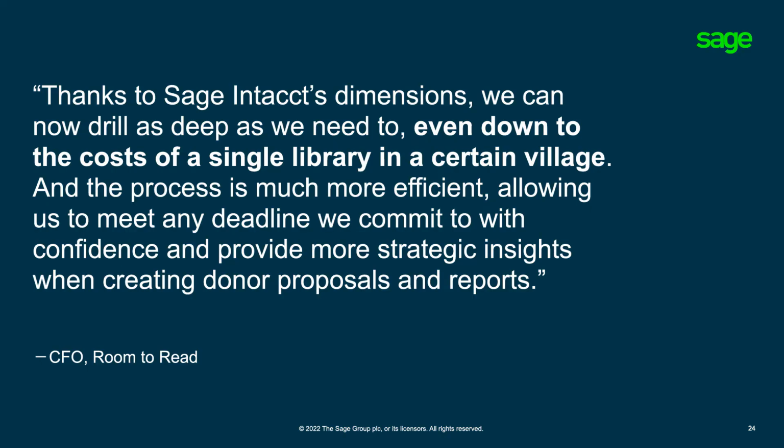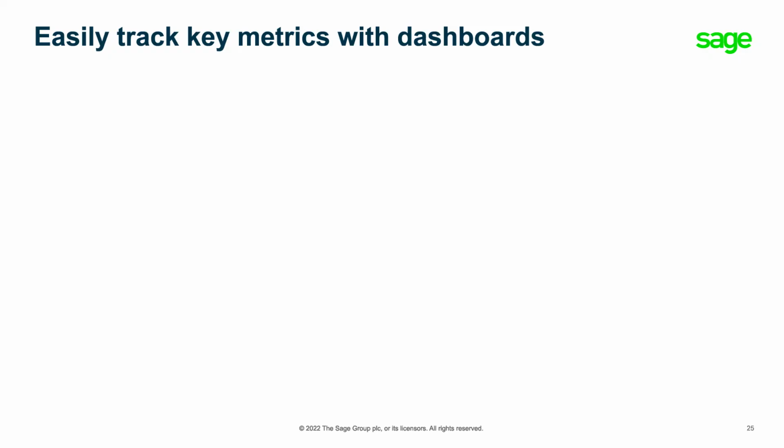This transition to Sage Intacct eliminated massive Excel spreadsheets and hours of manual duplicate data entry, both at the organization's headquarters and in field offices around the world. All told, Room to Read's field operations experienced a 25% productivity improvement with Sage Intacct, or the equivalent of about $300,000 in annual savings on labor, enough money to transform the lives of an additional 100,000 children per year.